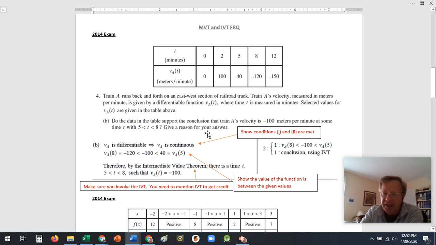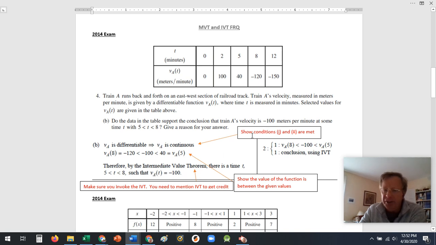Again, they're asking for justification. They're asking for some kind of a theorem. So if I look, when x equals 8, it's negative 120. When x equals 5, it's 40. Negative 100 is between 40 and negative 120. So since the function is differentiable and continuous, and since negative 100 is between the y values when x equals 5 and x equals 8, the IVT guarantees that there's going to be at least one time between 5 and 8 where the value of the function equals negative 100.